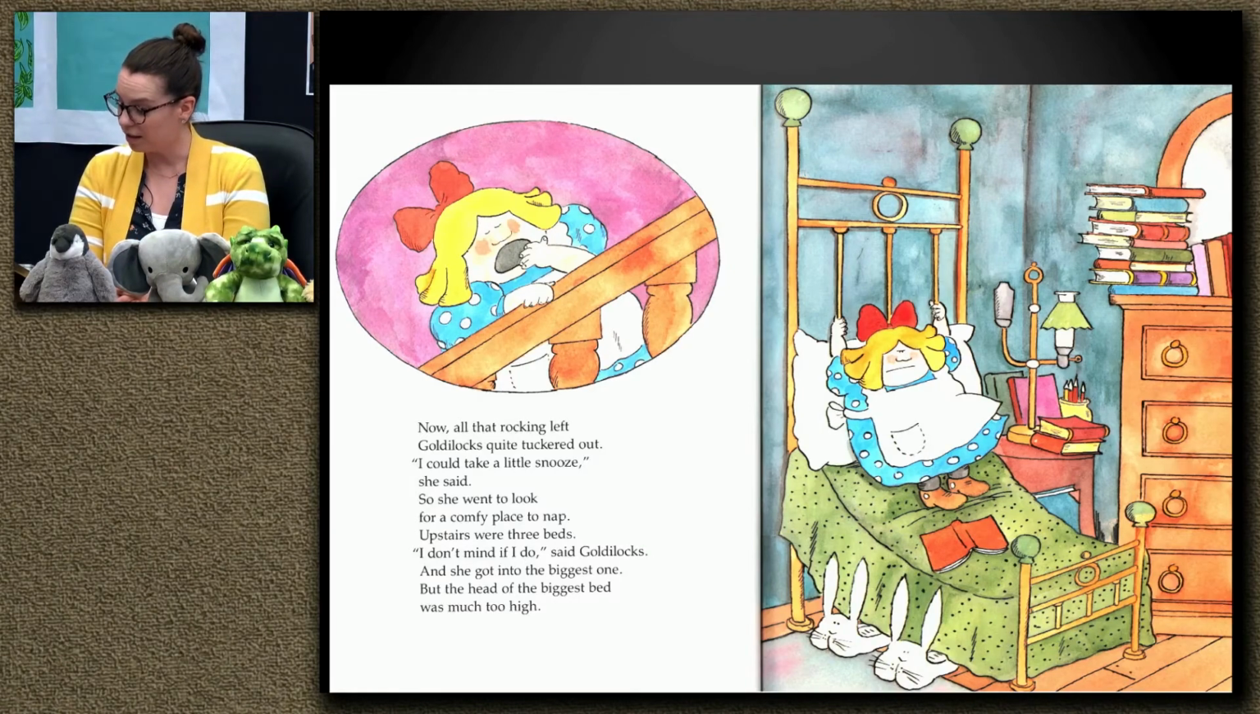Now, all that rocking left Goldilocks quite tuckered out. "I could take a little snooze," she said.